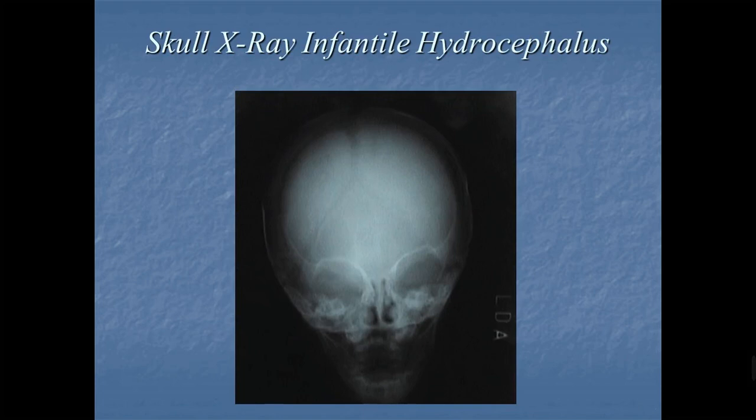For example, in this one, you can see separation of the sagittal suture, and these are separated very clearly. The lambdoid suture is separated. In fact, this patient is also having separation of the coronal suture, but it is not clear in this AP image.